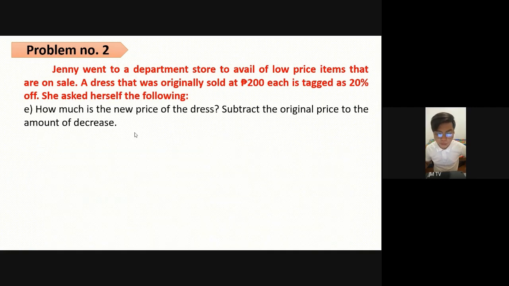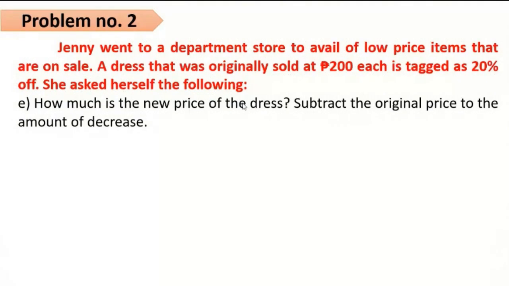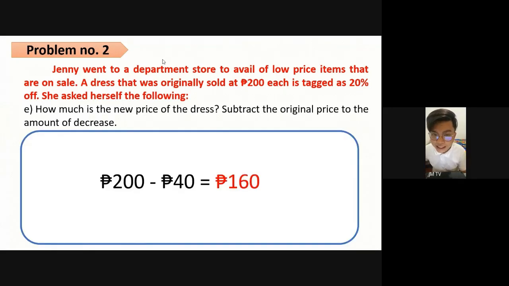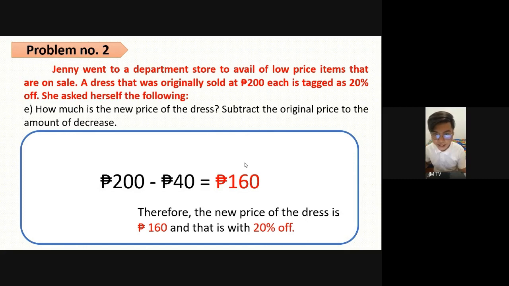Understood? How much is the new price of the dress? So sa palagay nyo, kung may decrease ng 40 pesos yung dress, magkano na yung bagong price ng dress? 160 pesos po. Let's see if this is 160 pesos. Minus lang natin yung original price ng damit sa na-less na 40 pesos. Sagot natin dito ay 160 pesos. Therefore, the new price of the dress is 160 and that is with 20% off.